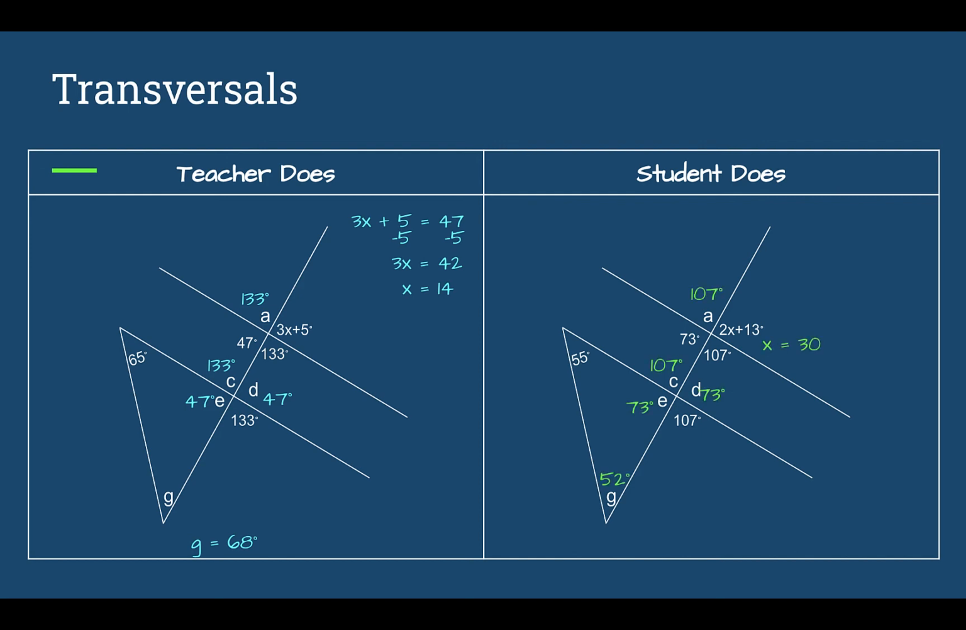Check your answers. A should have been 107, C 107, D 73, E 73, G 52, and then solving for X, you should have found that X was equal to 30.